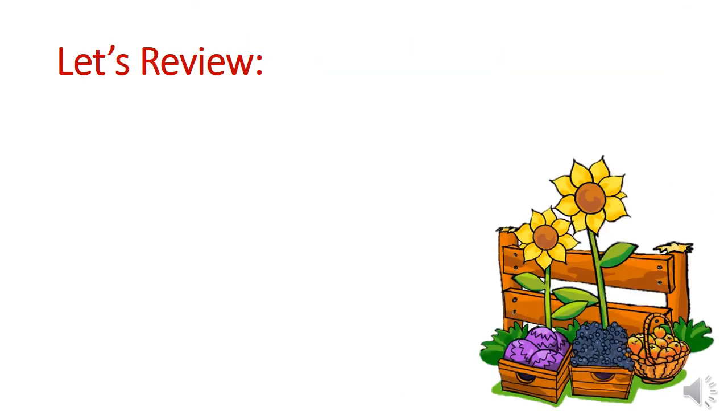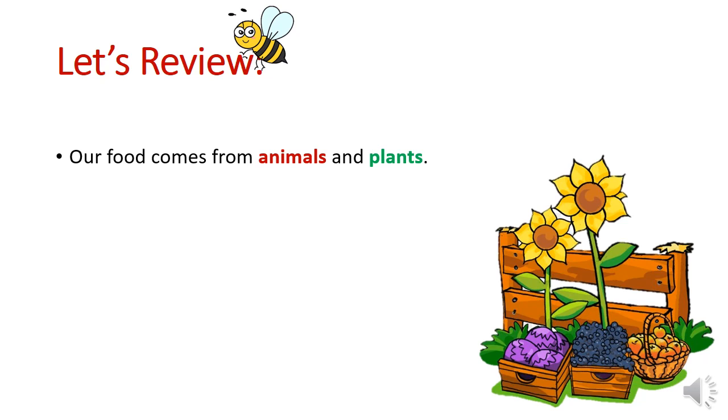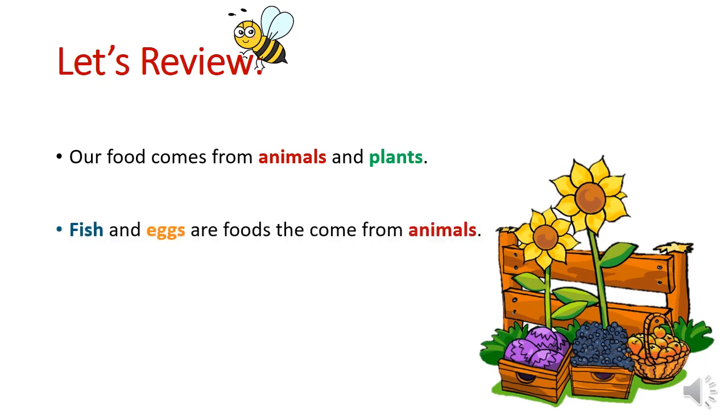This is our lesson for today. Let's review. What did we learn? We learned that our food comes from animals and plants. Fish and eggs are foods that come from animals. Rice and corn are foods that come from plants.